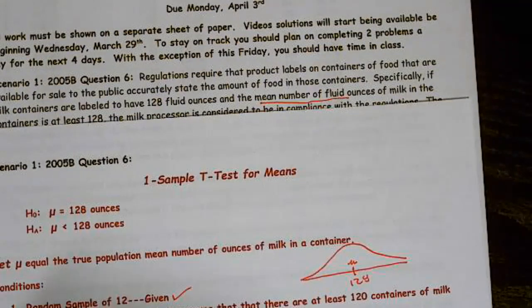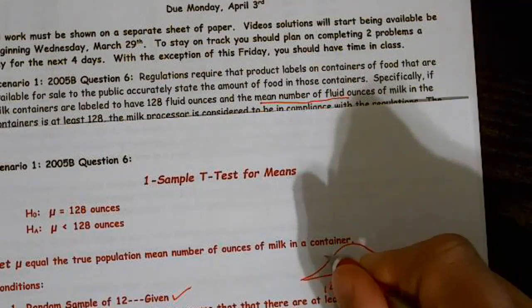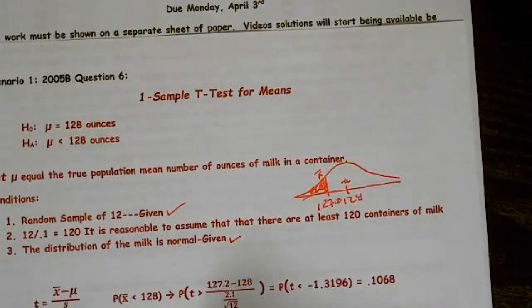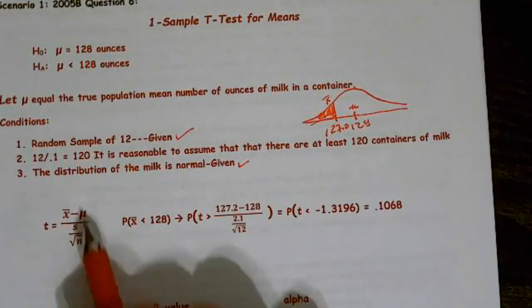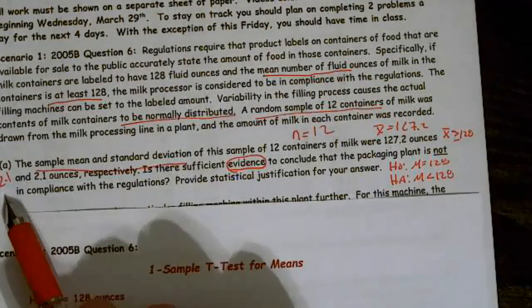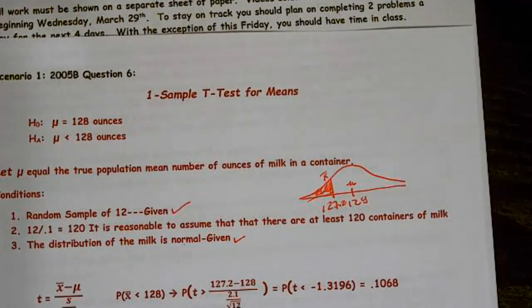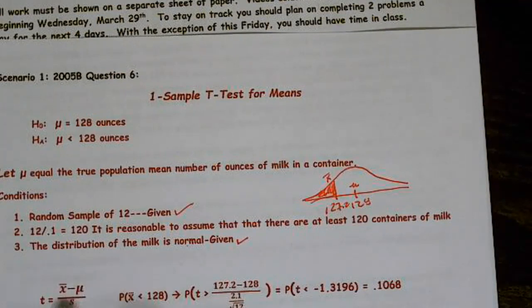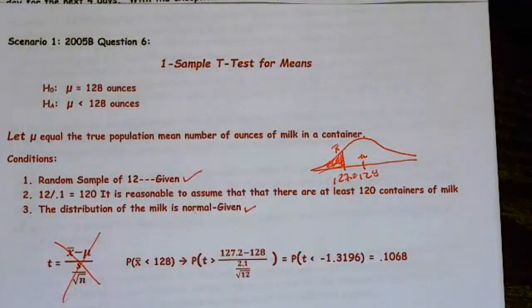Here is 127.2, our X bar, and I'm basically looking for the area to the left. So we want the probability that X bar is less than 128. We know it's a t-test because they told us earlier that our standard deviation of the sample is 2.1. Working with the standard deviation of the sample, an S, makes it a t-test as opposed to a Z. So t equals X bar minus mu, over S divided by the square root of n. We need to remember to cross that out once we fill in our numbers.